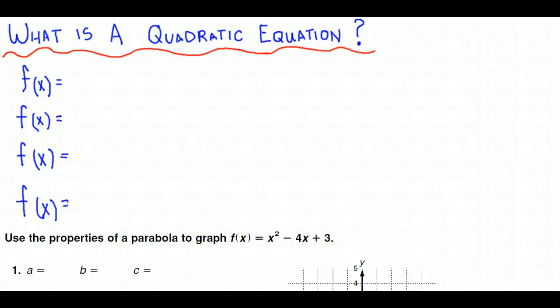Hi everyone, welcome to lesson 1 of the quadratic function unit. In this lesson we're going to talk first off about just what is a quadratic equation.